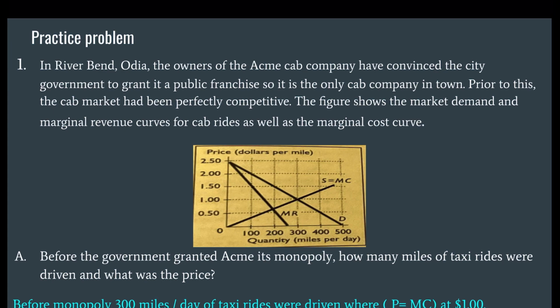The first question: before the government granted Acme its monopoly, how many miles of taxi rides were driven and what was the price? Before the monopoly, 300 miles per day of taxi rides were driven, where P is equal to MC at $1.